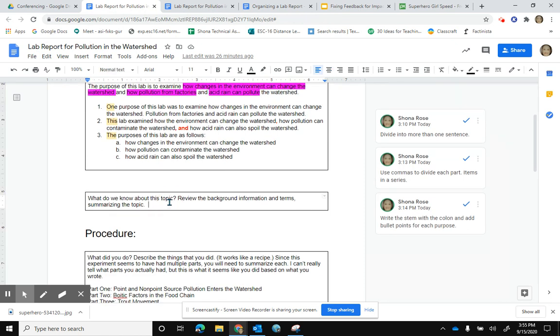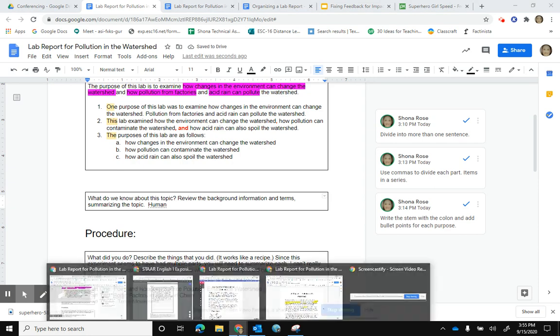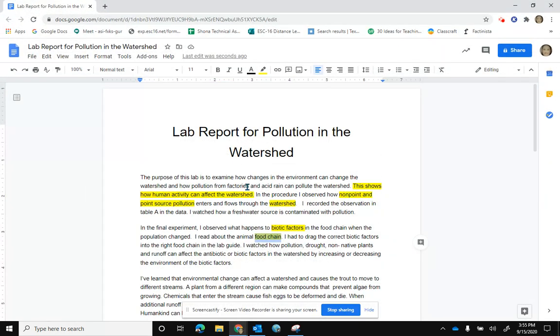And so what we might want to say right here, the human, and you could do that with the human activities that you talked about before. I think I'm just going to get that from your paper. I think that was right here. Okay, I'm going to copy that sentence right here.